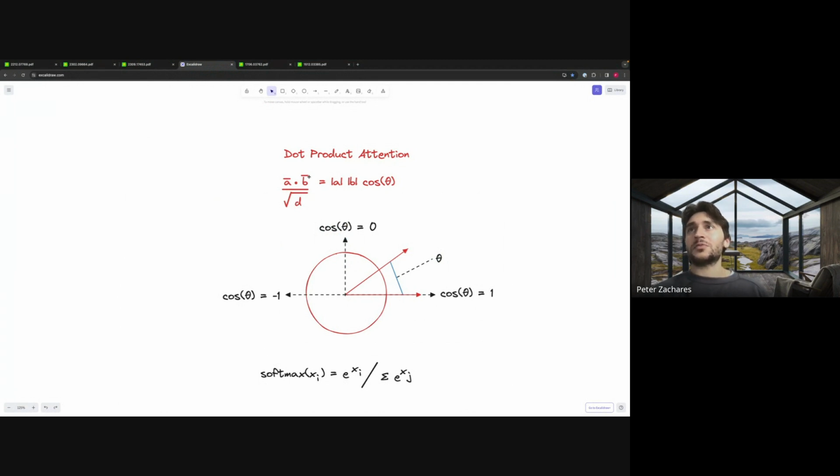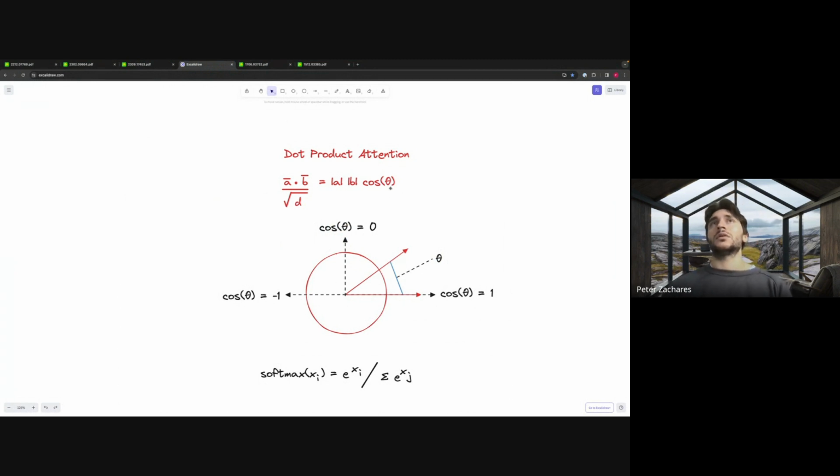But you calculate the dot product between those two vectors, which is equal to the magnitude of vector A times the magnitude of vector B times the cosine of the angle between them. So in two dimensions, if you had two vectors like these two red arrows, theta would be the angle between them. If the two vectors are pointing in the same direction, then they have a cosine theta value of 1. If they're orthogonal, perpendicular to each other, then they have a cosine value of 0. And if they're in the exact opposite direction, they have a cosine value of -1.